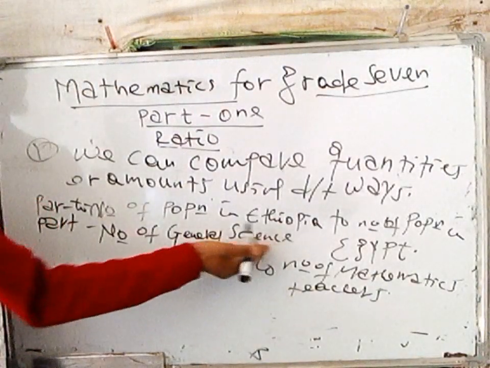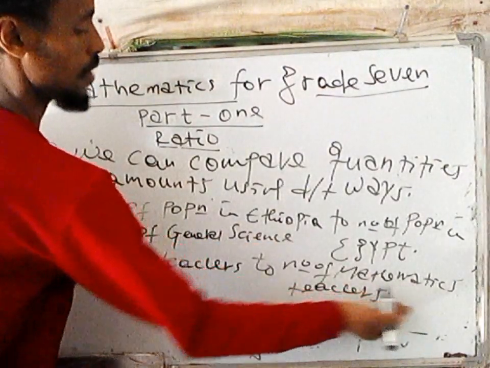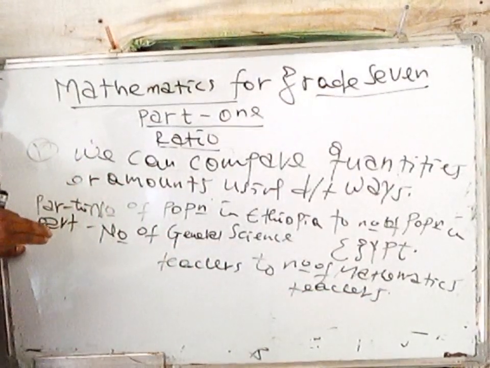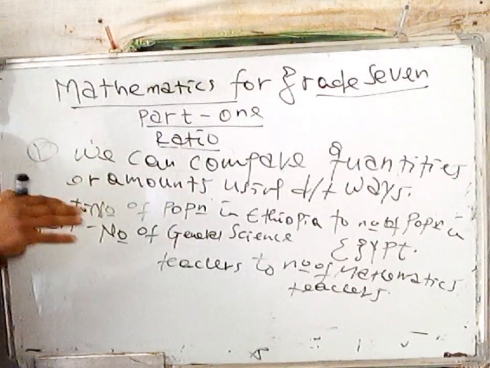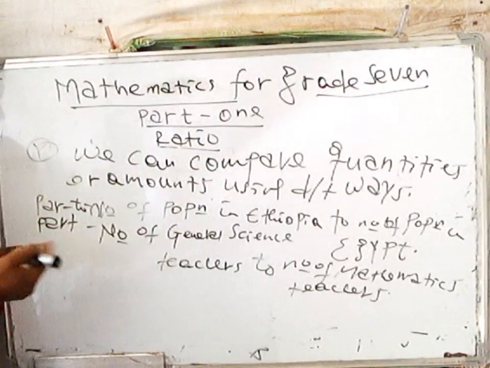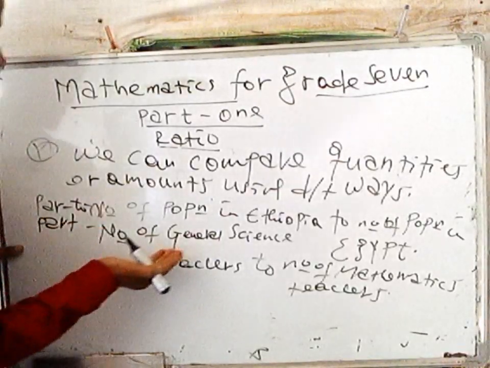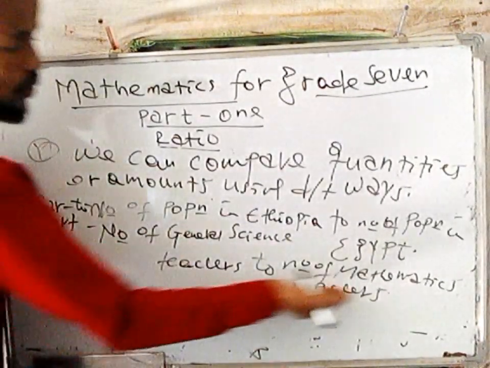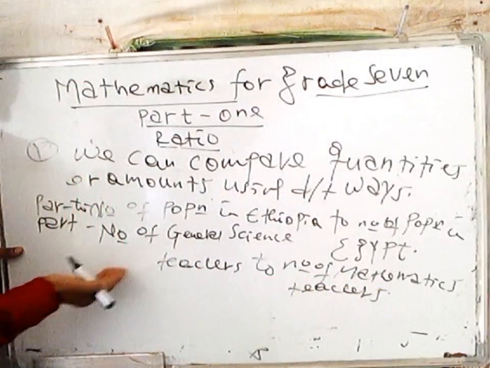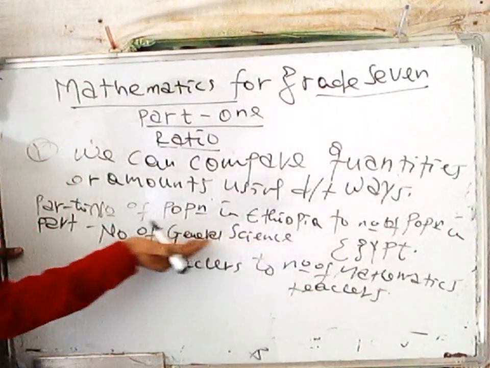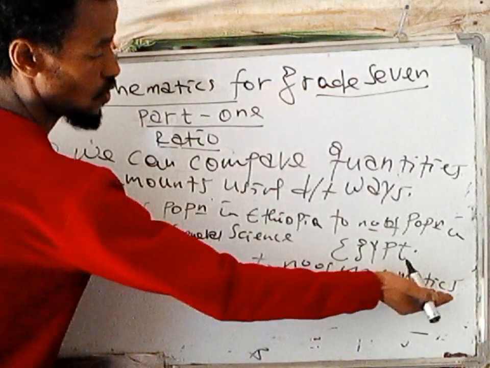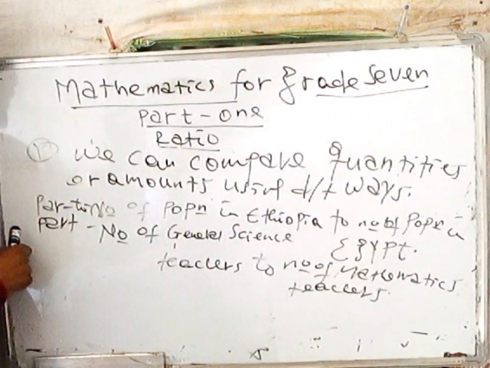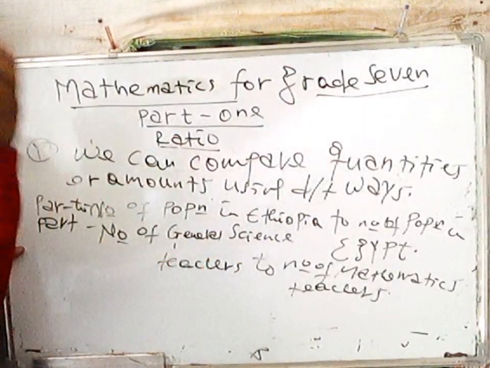So in one school there are many number of teachers for the individual courses, so among them for general science there are a number of teachers and for mathematics there are a number of teachers. So if I compare the number of teachers for general science to number of teachers for mathematics, I am comparing what? Part 2 part.